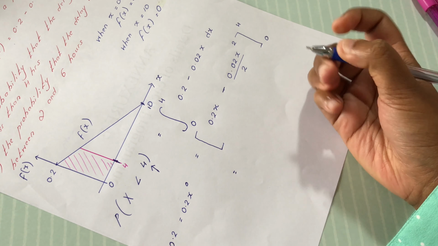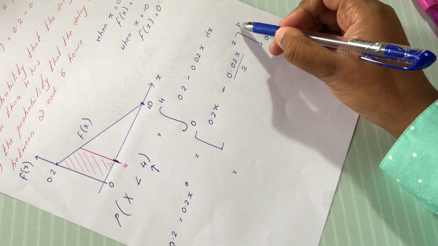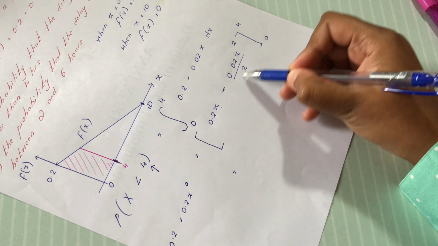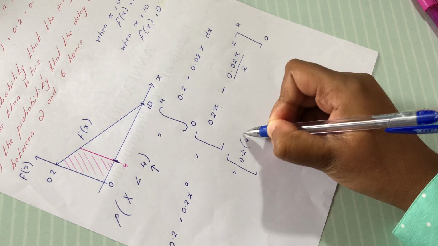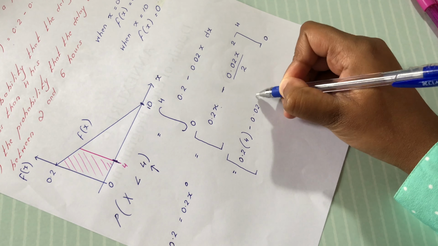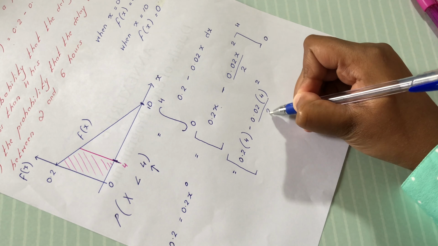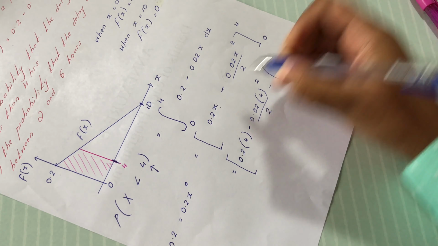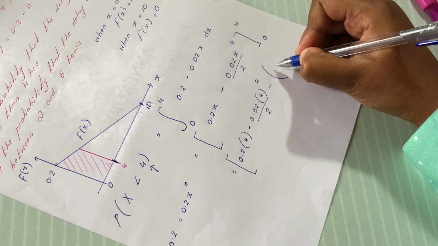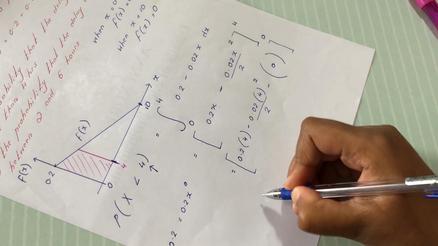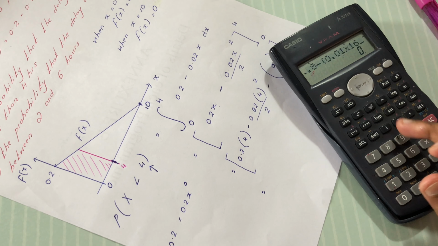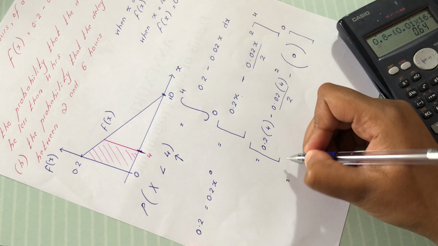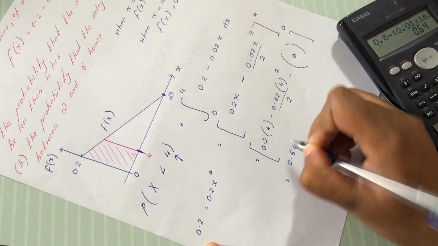We replace the limit upper minus lower. So we need to replace 4 in here and in here. So we have 0.2 multiplied by 4 minus 0.02 multiplied by 4 square divided by 2 minus, open bracket, we replace 0 everywhere. So here and here, but we have 0. We simplify. We have 0.8 minus 0.01 multiplied by 16. The answer is 0.64.